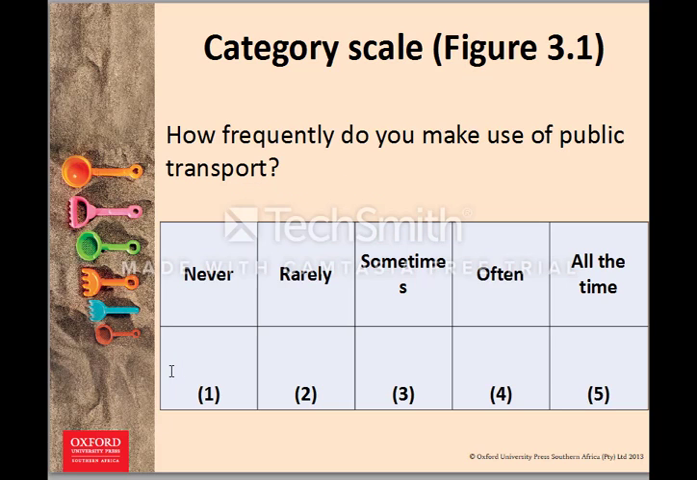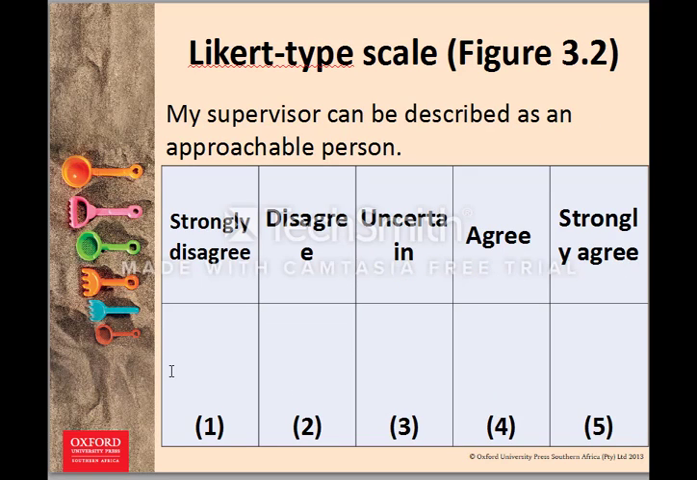So, a categorical scale. This is a frequency scale too, in a way. So, how frequently do you make use of public transport? From never all the way to all the time. Okay? So, that's quite simple, quite easy to use, right? If you were answering that, you'd be happy with that. The Likert-type scale. Here we have a 5-point Likert scale. It's called a 5-point scale because, count with me, there are 5 options.